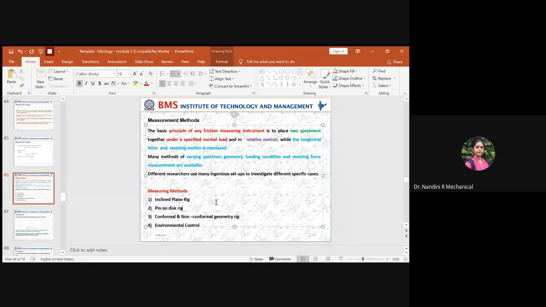So to evaluate, you have to select the best method which is feasible enough to get a good, accurate value. To get the values of any specimen related to our frictional parameters, we have 4 methods. One is the inclined plane rig, the second is the pin on disc rig, the third is the conformal and non-conformal geometry rig, and last is with respect to the environmental aspects.